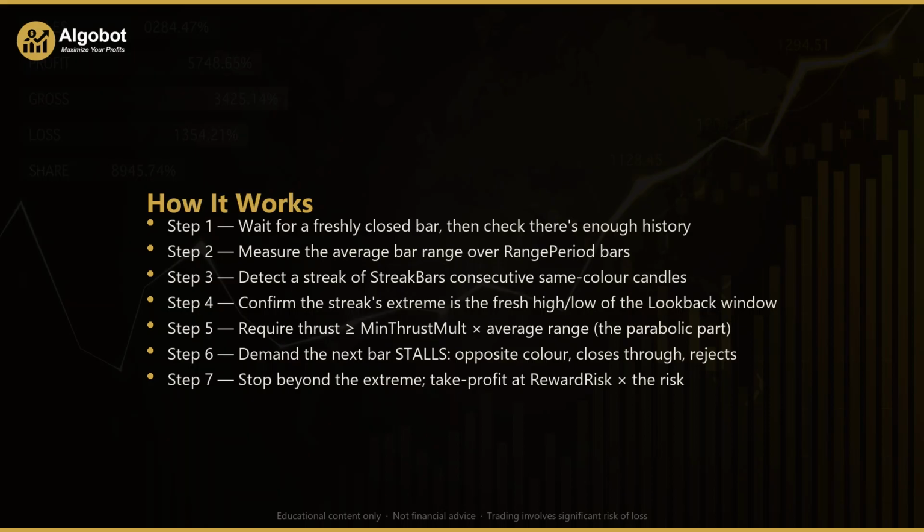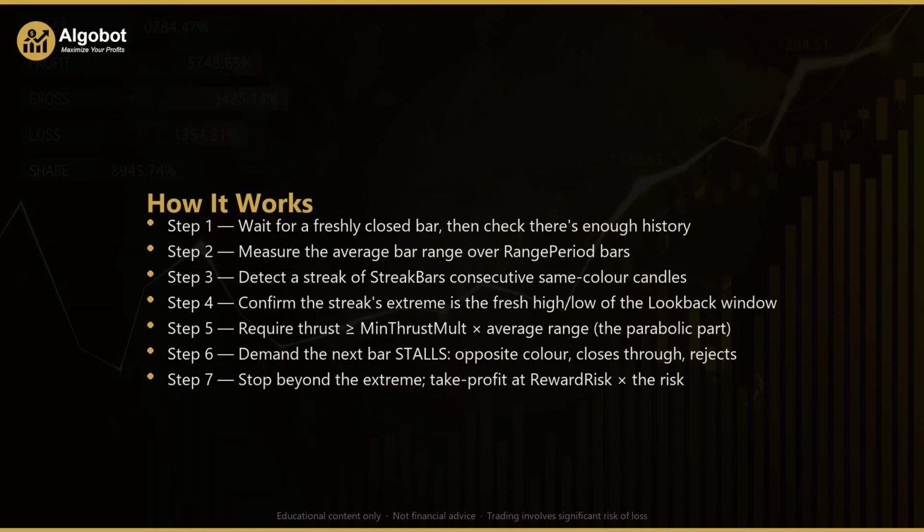Finally, and most importantly, the strategy detects the stall. The very next bar must do three things at once. It must print the opposite color, it must close back through the previous bar's close, and it must finish in the far half of its own range, which signals a decisive rejection. Only when all of that lines up does the EA act.